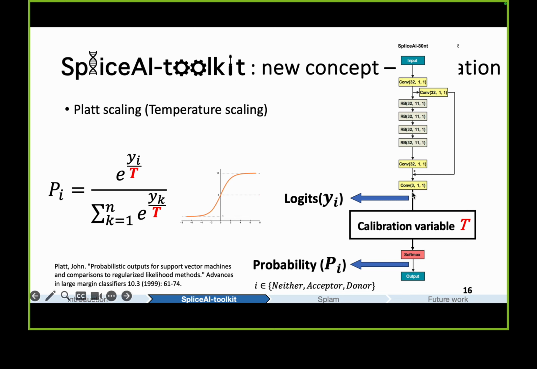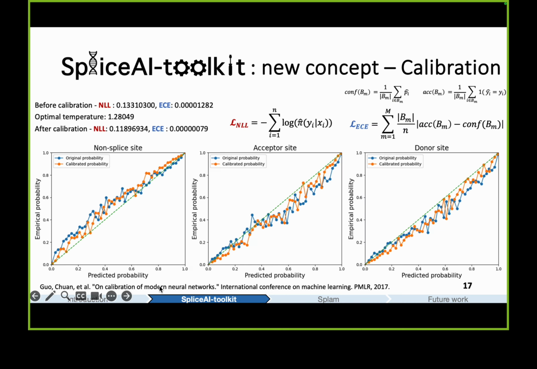So after the model outputs the logit, instead of directly inputting it into the softmax layer, we can scale it by the temperature parameter and then feed it into the softmax. And if you're interested, you can look into this paper. It discusses more about model calibration. So here's the result after we calibrate Splice AI's model prediction. I will just quickly talk about the 2 loss functions that people widely use, which are negative log likelihood and expected calibration error. And these assessments show that after model calibration, the model output probability actually better reflects the empirical probability.